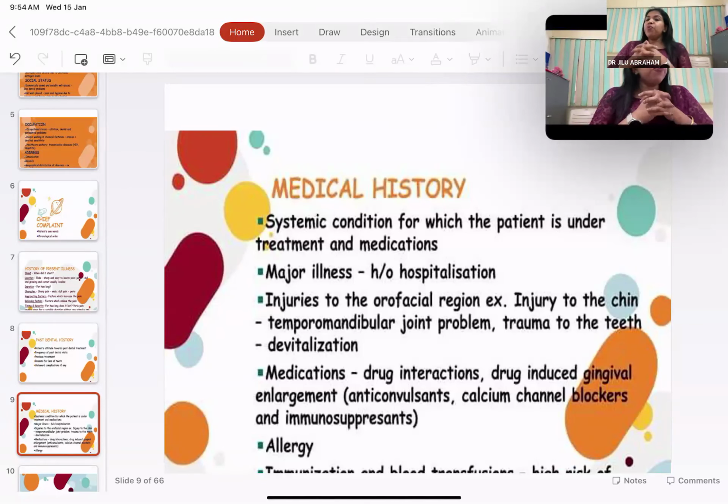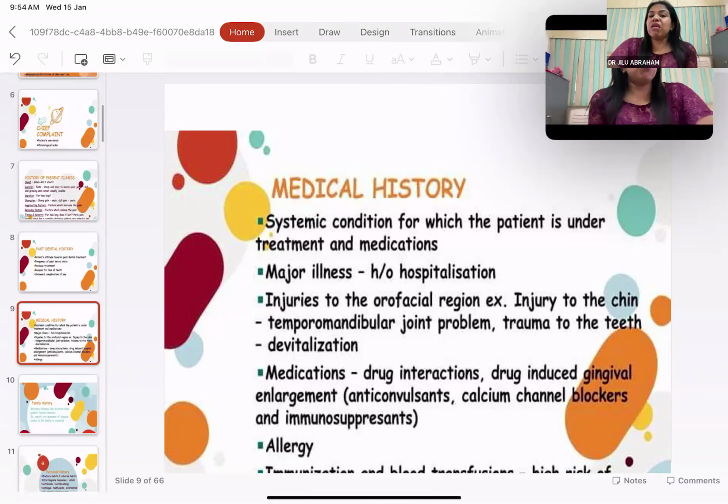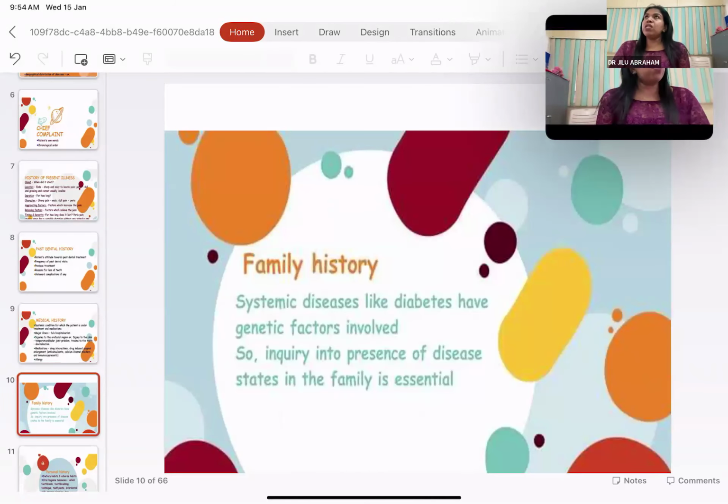So we have to know the medical status of the patients, and any medical allergy or drug allergy, we have to note down in the medical history. So we should be very careful and we should not skip that medical history part.